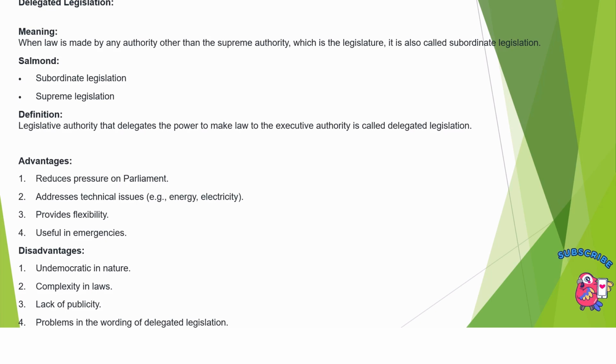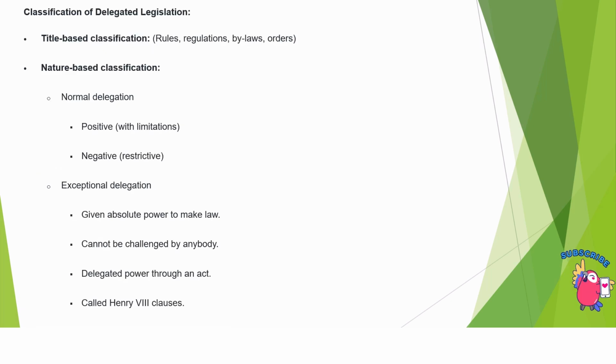Delegated legislation. When law is made by any authority other than the supreme authority, which is the legislature, it is also called subordinate legislation. Salmond said that legislation is either subordinate or supreme. Legislative authority that delegates the power to make law to the executive authority is called delegated legislation. Delegated means assigning someone, giving someone your responsibility to act on your behalf. It has advantages and disadvantages. There is a classification, like title-based classification and nature-based classification.